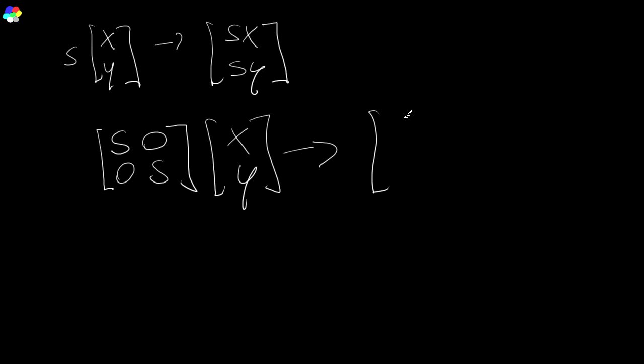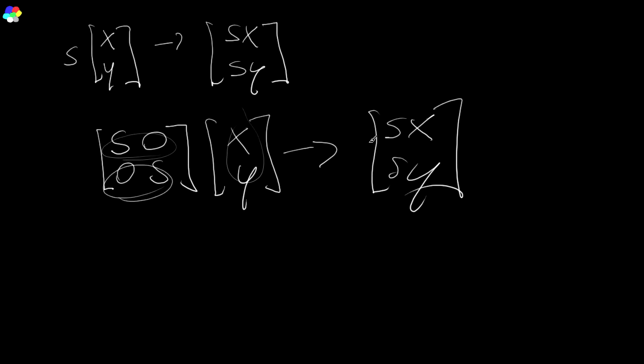Well, the result is going to be this times this, which is S times X plus 0 times Y, which is just 0. And this one is going to be 0 times X, which is 0, plus S times Y, which is S times Y. There you go. This is the encoding. This is how you make a scaling matrix. You just put the scaling factor on the diagonal.